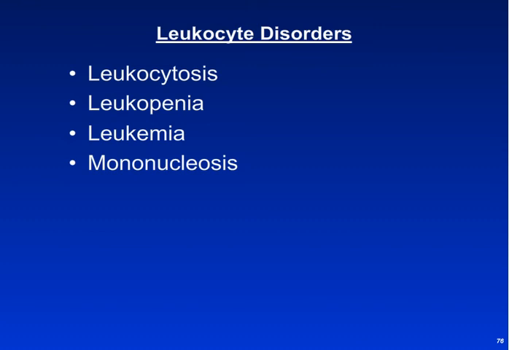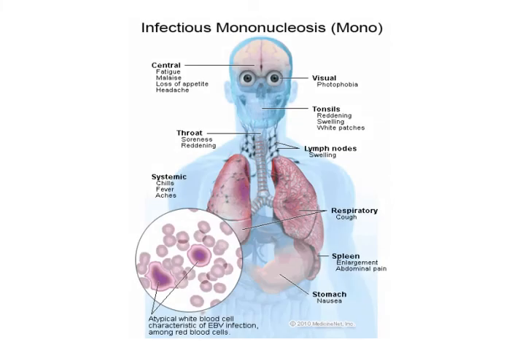The next two disorders are leukemia and mononucleosis. Leukemia is a type of cancer affecting the bone marrow that causes an overproliferation of white blood cells. On the other hand, mononucleosis is an infectious disease caused by a virus which causes abnormal-sized monocytes. Infectious mononucleosis is sometimes called the kissing disease.